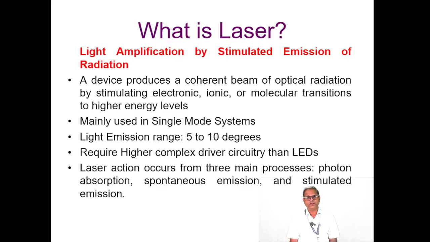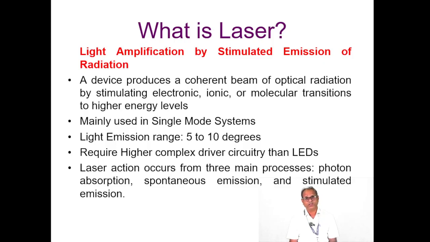Okay. So, in laser light, actually what is this laser light? When we say the laser light, in the laser light there is optical radiations which are taking place in the stimulating electrons or ions or molecules, and they transit the atoms from lower energy state to higher energy state. There are various modes of the laser, but mainly we are using for our syllabus in single mode system of laser. Light emission of lasers having the low divergence, it is around 5 to 10 degrees, and this laser light requires more complex circuitry as compared to ordinary LED lights.